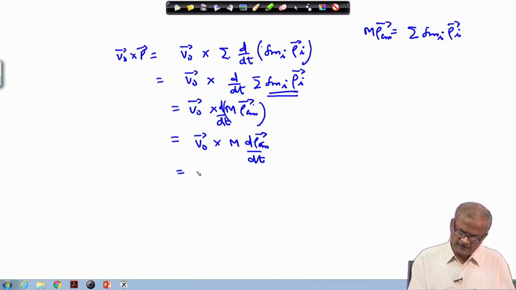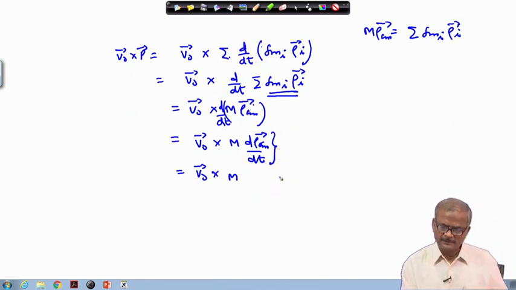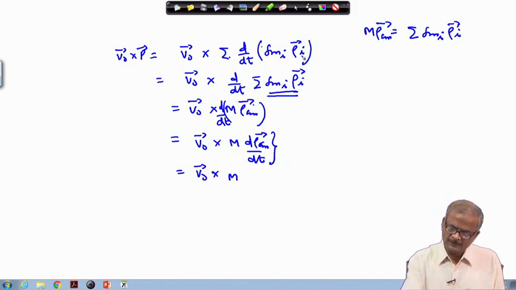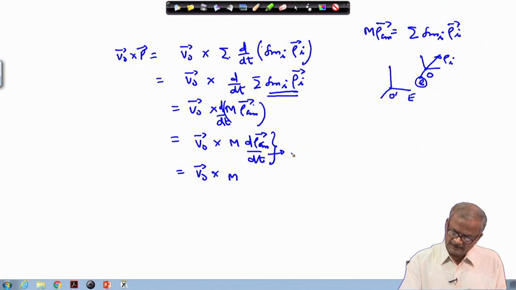So, V_0 cross m, and now remember that we are talking about the point, this rho_i is about the point O. This is the inertial frame, this is the body frame. This rho_i has been taken about this point O, but still this describes in the inertial frame.